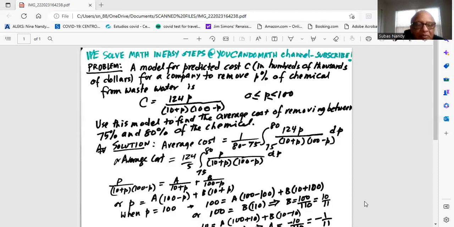Now, P / ((10 + P)(100 - P)) can be written in terms of two partial fractions: A/(10 + P) + B/(100 - P). If we remove the common denominator (10 + P)(100 - P) from both sides, we get P = A(100 - P) + B(10 + P). So when P = 100, 100 = A(100 - 100), which is 0, plus B(10 + 100), or 100 = 110B. So B = 100/110 = 10/11.